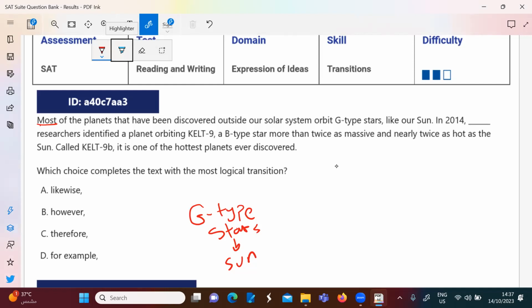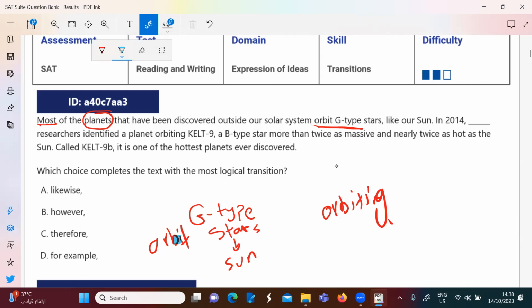The second sentence, don't read the transitions at the very beginning. You read the first sentence, then read the second sentence, and you try to figure out the relationship between both of them before figuring out which transition would fit. So the first sentence said that the planets outside our solar system orbit G-type stars like our sun. In 2014, researchers identified a planet orbiting. Look, here orbit. Second sentence, orbiting.